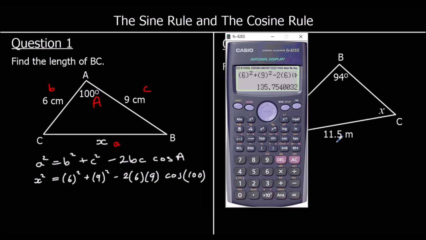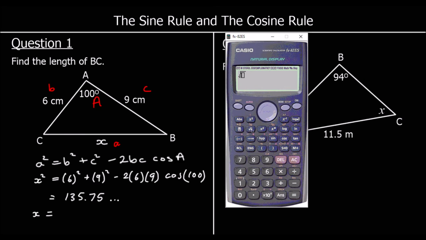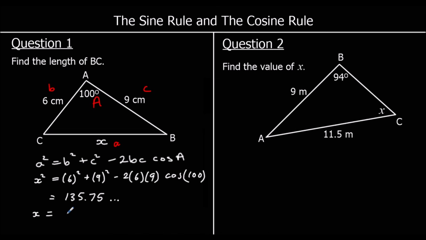So we get our x squared as 135.75 and so on, but that's x squared. We want x, so we square root the answer, 11.65. So 11.65, it's in centimeters to 2 decimal places.